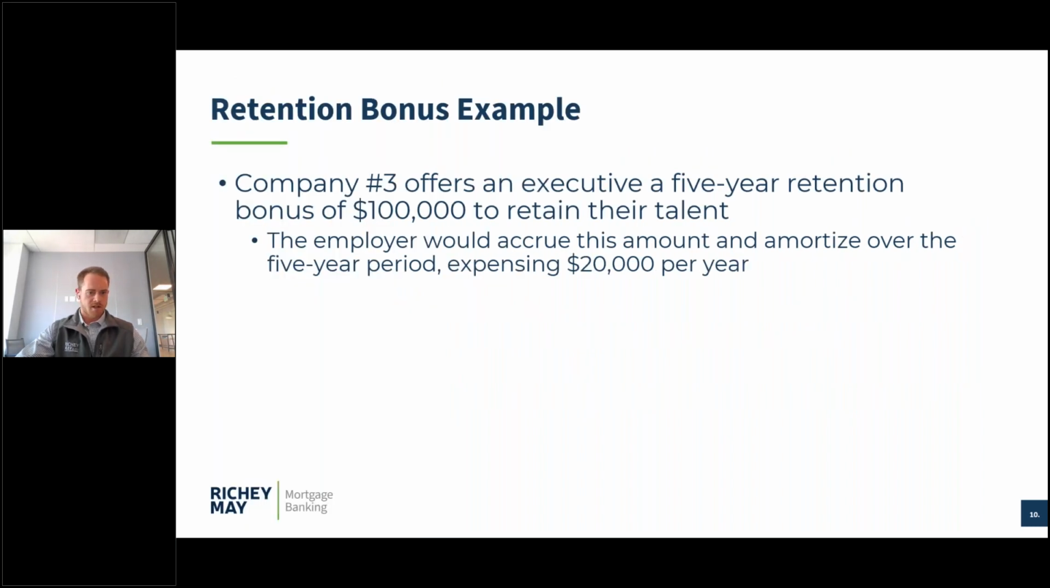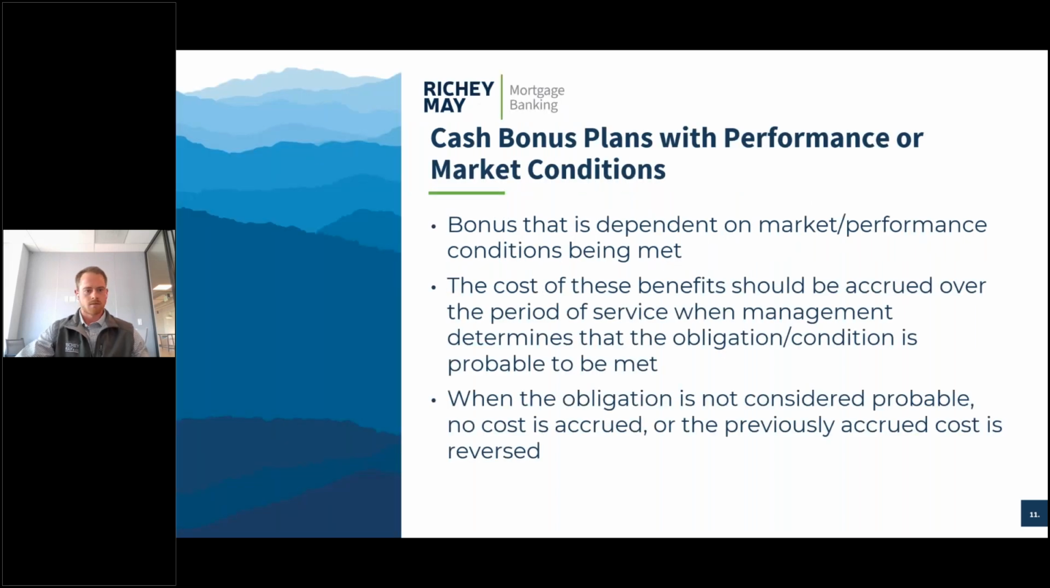So to show you guys an example of this is the retention bonus example. In this example, company number 3 offers a 5-year retention bonus of $100,000 to retain the talent of an individual. The employer would accrue this amount and then amortize over the 5-year period, expensing $20,000 per year.